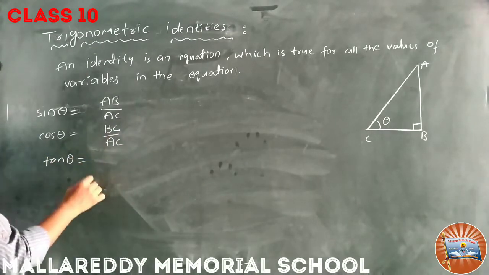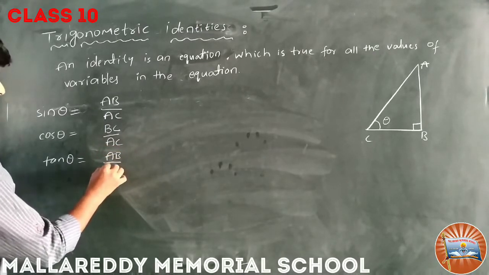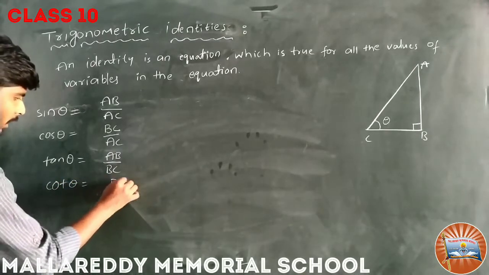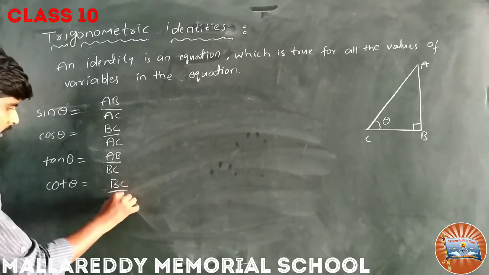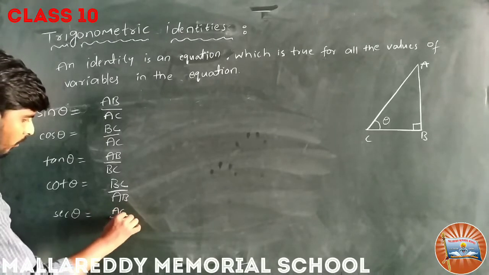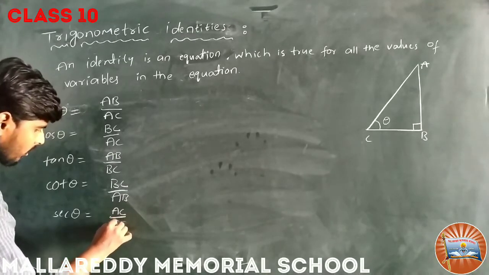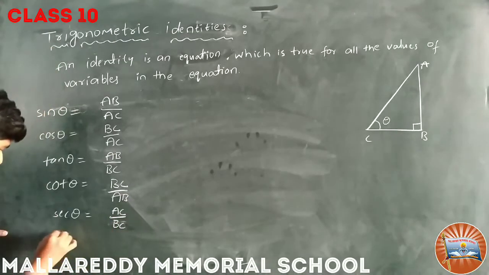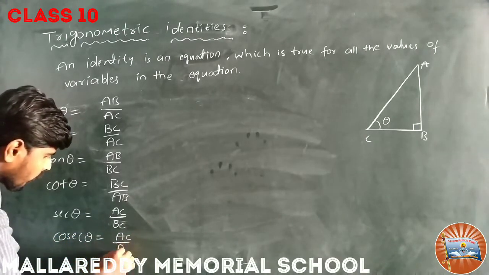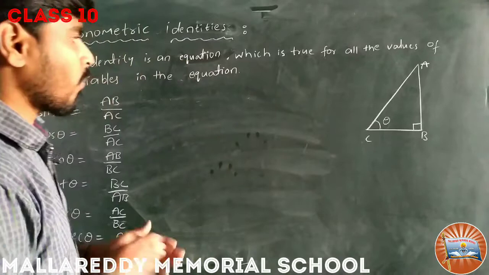Tan theta is opposite side by adjacent side. Opposite is AB, adjacent is BC. Cot theta is adjacent side by opposite side, and secant theta is hypotenuse by adjacent, adjacent is BC. Cosec theta is hypotenuse by opposite. These are the trigonometric ratios in the right angle triangle.